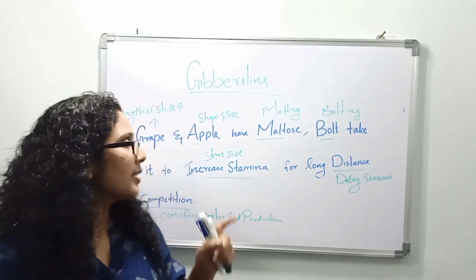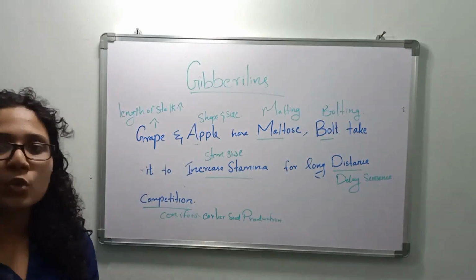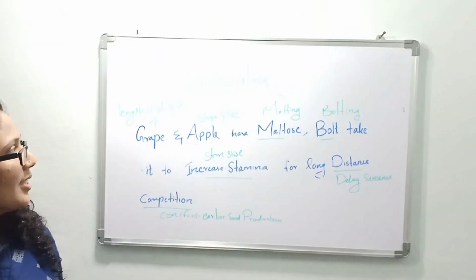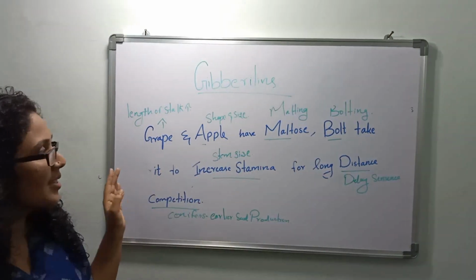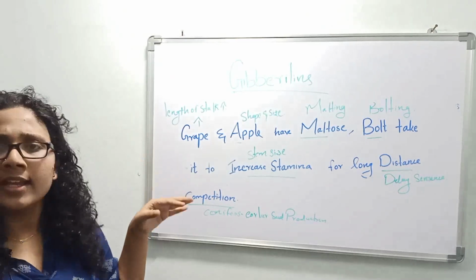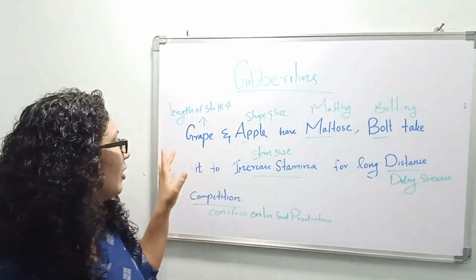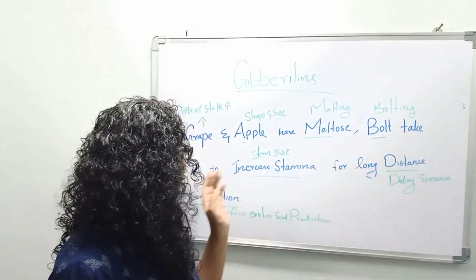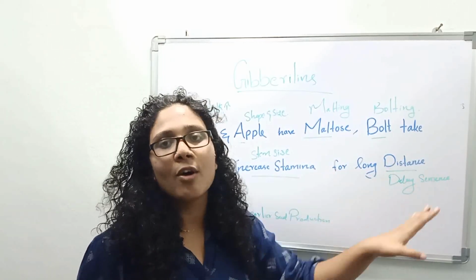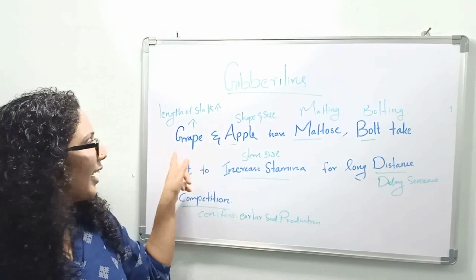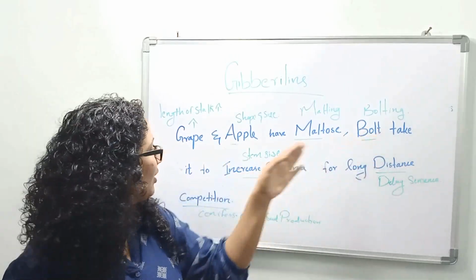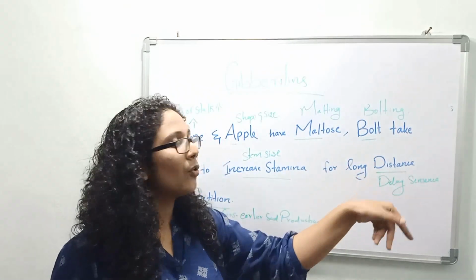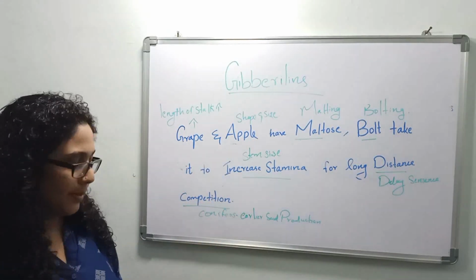Then we are going to discuss gibberellins. In order to memorize all the functions of gibberellins, here is a trick. Actually, this is not short, but it is very easy to remember. Okay, the trick is: Grape and apple have maltose. Bolt, take it to increase stamina for long distance competition. Usain Bolt.